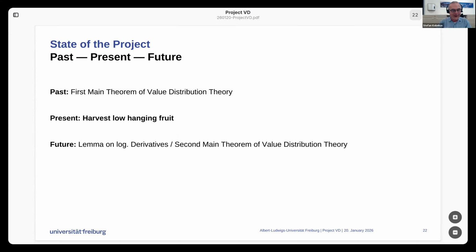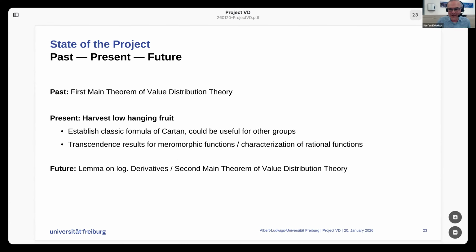At present, it's teaching time, but the semester break is coming up. A forward peek to the semester break: there are some classical formulas, mostly established by Élie Cartan, that describe the Nevanlinna characteristic, and this could be useful to some other groups working on material related to Riemann zeta functions.